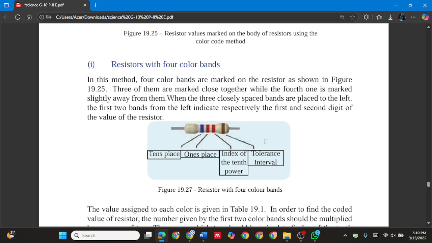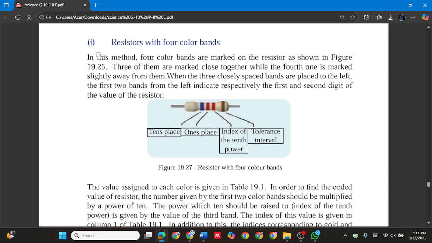Resistors with 4 color bands. In this method, 4 color bands are marked on the resistor as shown in figure 19.25. 3 of them are marked close together, while the fourth one is slightly away from them. When the 3 closely spaced bands are placed to the left, the first 2 bands from the left indicate respectively the first and the second digit of the value of the resistor.